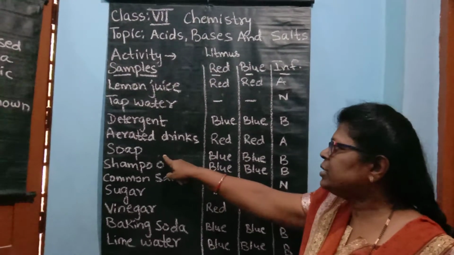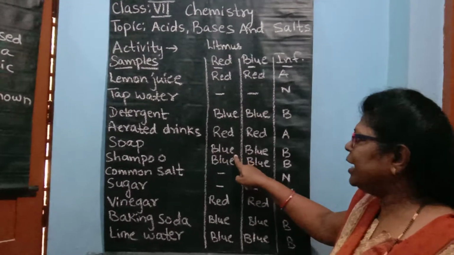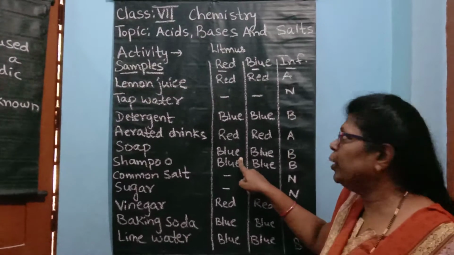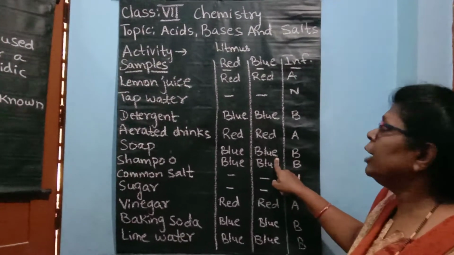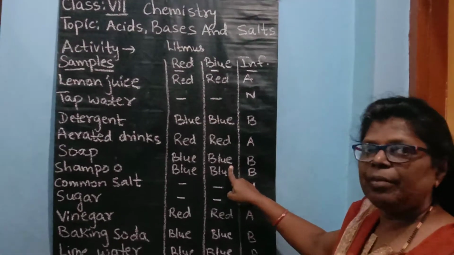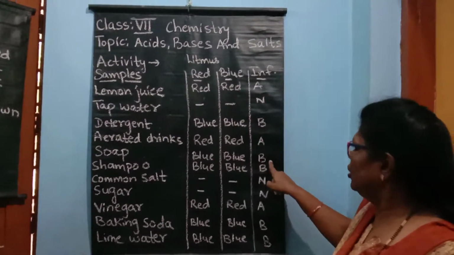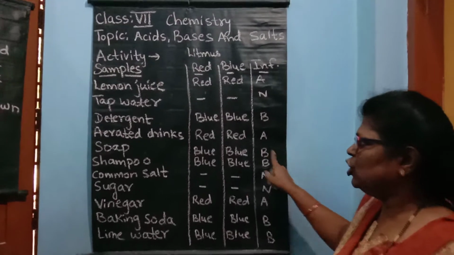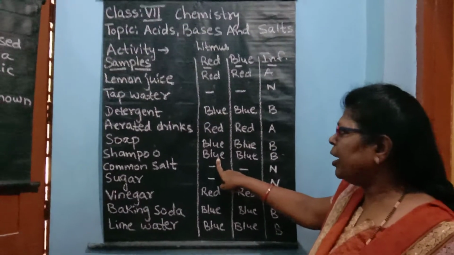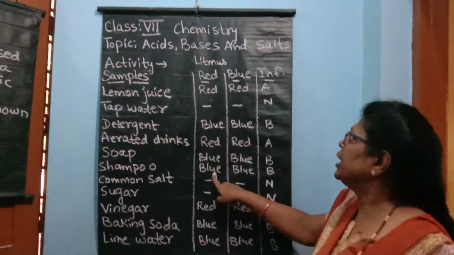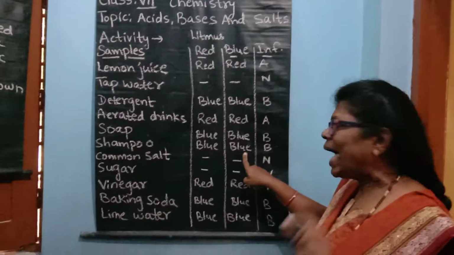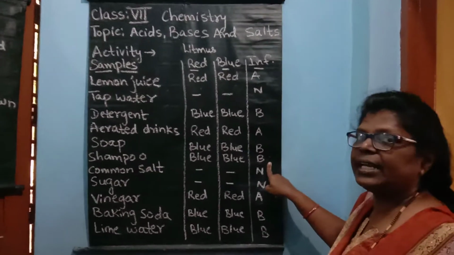Now the next one is soap solution. Now dip red litmus paper into the soap solution, it changes into blue in color. In the same way, now you dip blue litmus paper into the soap solution, it remains blue in color. So the inference is basic in nature. Now take a little quantity of shampoo. Now dip red litmus paper, it will change into blue in color, and blue litmus paper remains blue, that means it remains as it is. So it is also basic in nature.